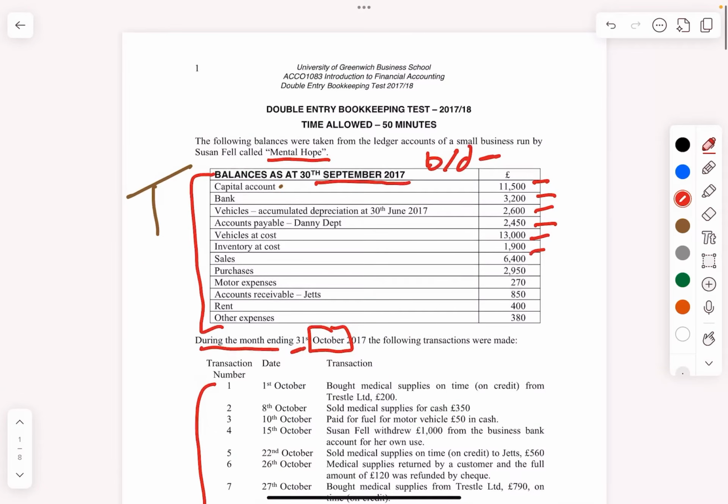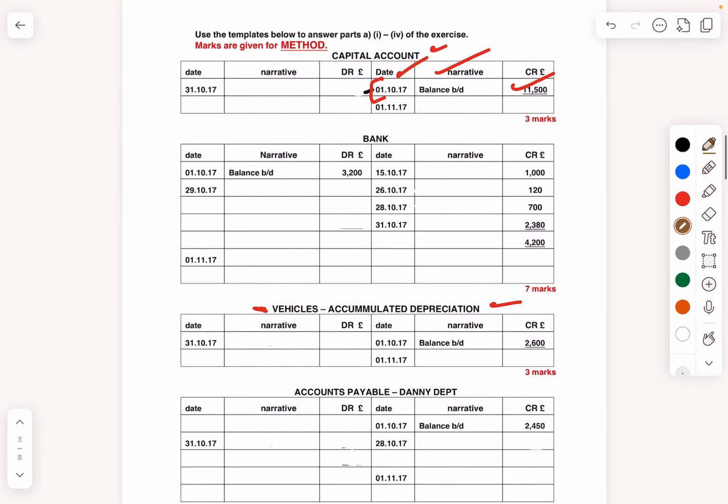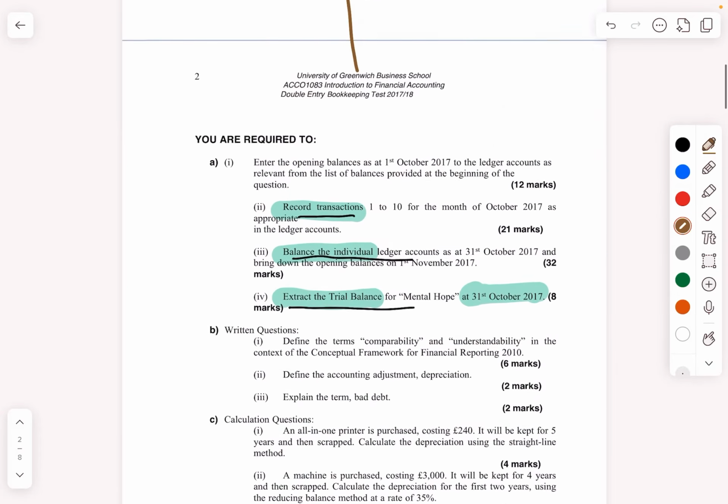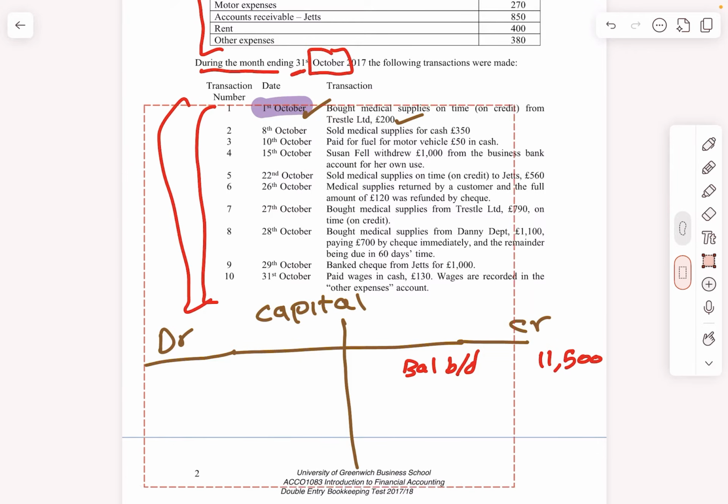Now you can do the rest by yourself, and this is basically what you need to know. Okay, now let's move on to the second part of the question, which is the transaction. We have these 10 transactions, and we need to take them and put them in the T accounts that we already made. In this transaction, if you notice, we have a date. You have the date already, you have the amount already, but you need to know what is debit and what is credit.